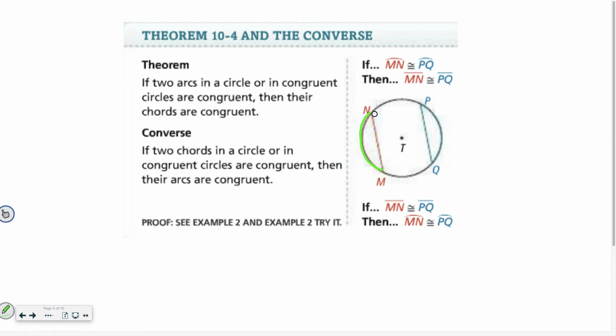I'm actually going to erase the chord there. What if I have these two arcs? If I know that these two arcs are congruent, then I can say that the two chords made by those arcs are also congruent. And the other way around. If I know that the two chords are congruent, then I can say that the two arcs are congruent. So that's the theorem and its converse.